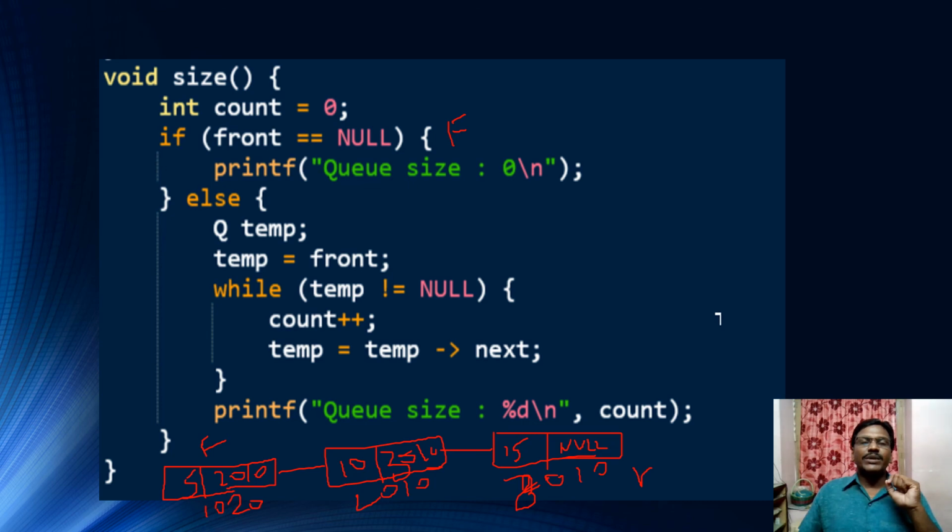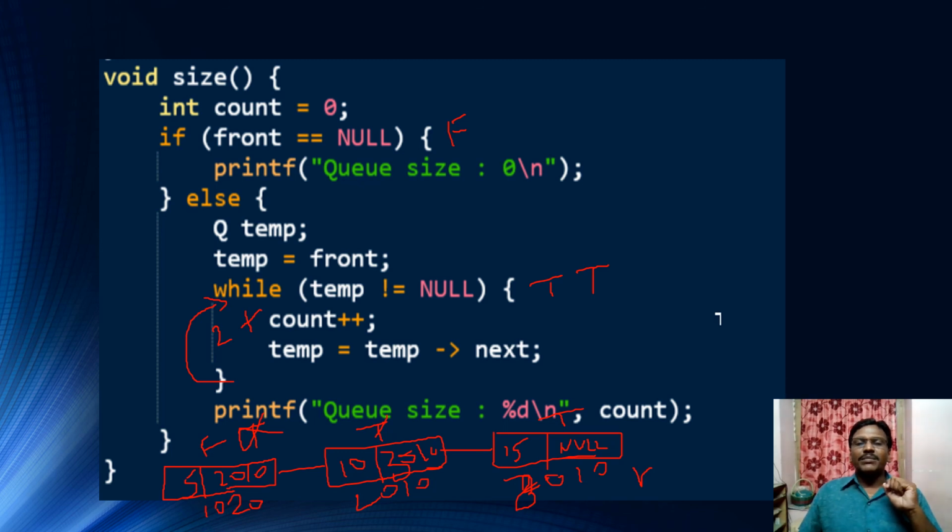Now move to else. Temp is available, so assign front to temp. At present temp and front are both 1020. Now while temp not equal to null: temp is 1020, the condition is true. So count plus plus. The count is initially 0, now count is 1. Then temp equal to temp next. At present temp is 1020, temp next is 2010. Now again temp not equal to null: temp is 2010, the condition is true, so count plus plus, now count is 2. Then temp equal to temp next: temp is 2010, temp next is 3010.